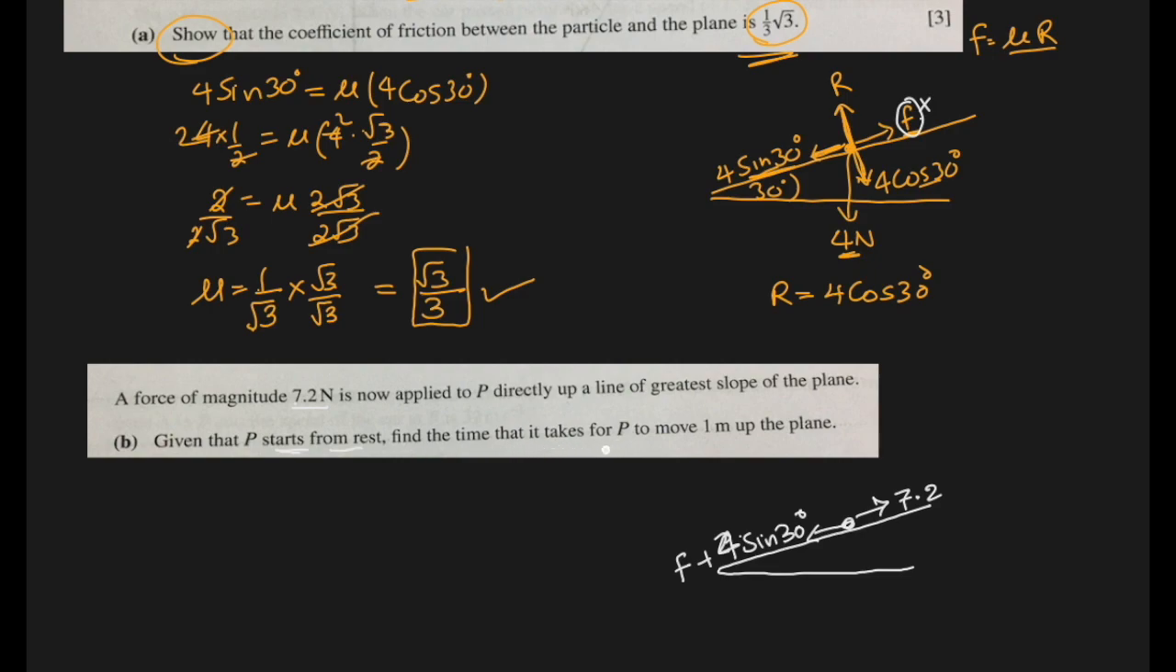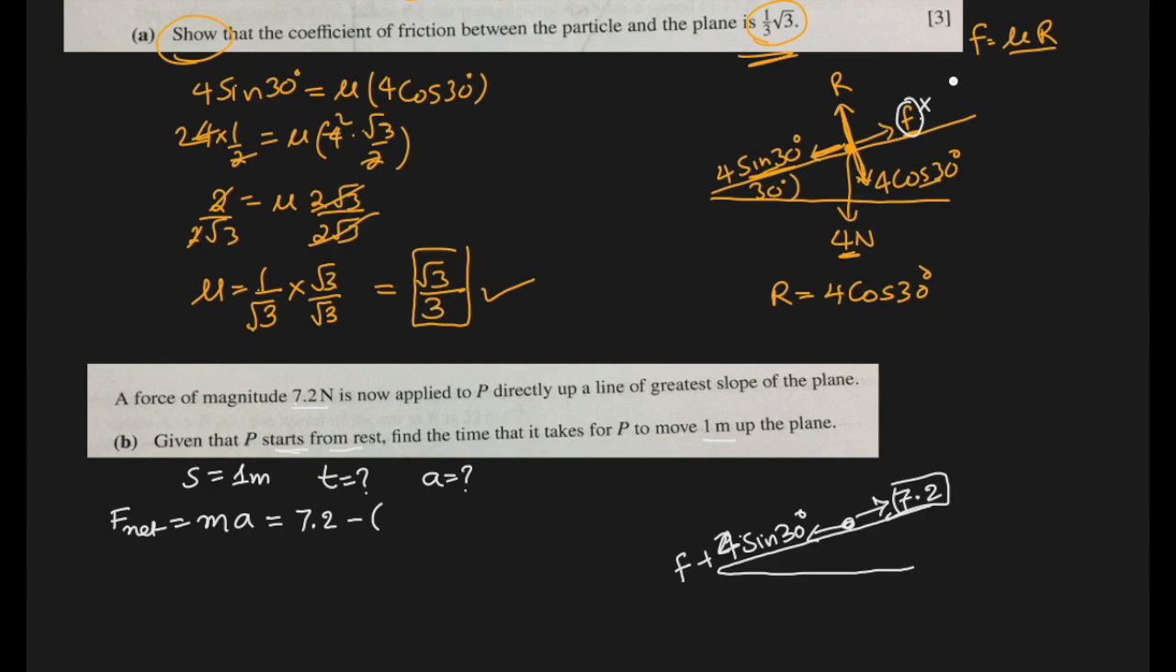Find the time it takes for P to move up 1 meter. So S is 1 meter. They are asking us time. If somehow I find acceleration, I will get that time. For that, I should do what? I should equate these two, and we'll get the net force out of it. Net force is equal to mass times acceleration, right? And here this 7.2 is still stronger than these two forces, so it will become 7.2 minus F.